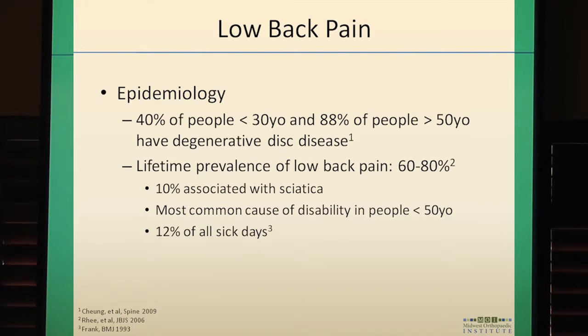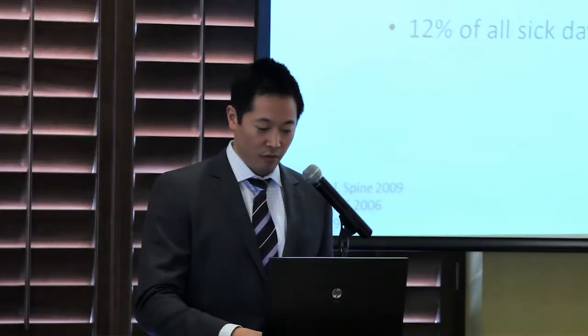The lifetime prevalence is very high, so 60 to 80% of us will have this at some point in our lives. 10% of it will be associated with sciatica, which would imply some kind of nerve compression. It is the most common cause of disability in patients less than 50 years of age, and 12% of all sick days are attributable to low back pain.